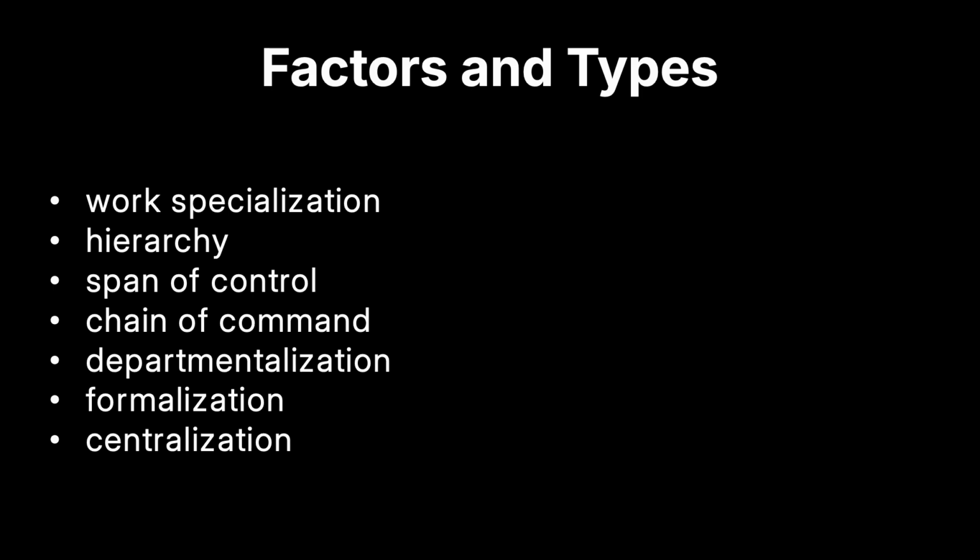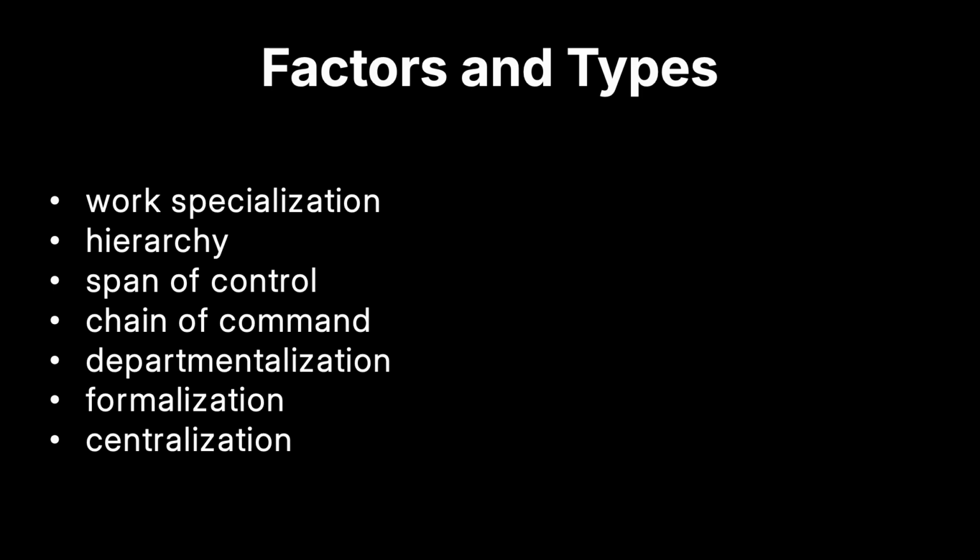Formalization decides whether written rules, records, or procedures should be extensively used to coordinate and control the activities of different individuals, or whether these should be kept to a minimum. Centralization determines whether decisions should be made at the top of the company or delegated to below.